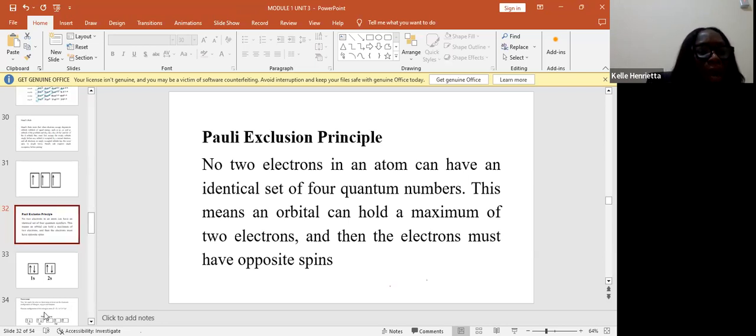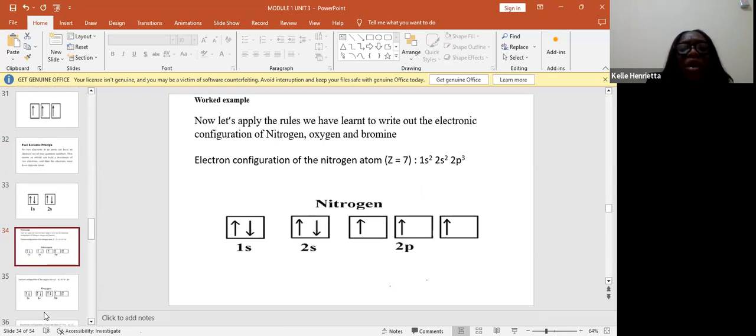So with this, we want to look at some worked examples. Now I have nitrogen. Nitrogen has atomic number of 7. And remember I told you that atomic number means proton. I said for every atom or every element, the number of protons is equal to the number of electrons. So if it has atomic number of 7, it means it has 7 electrons.